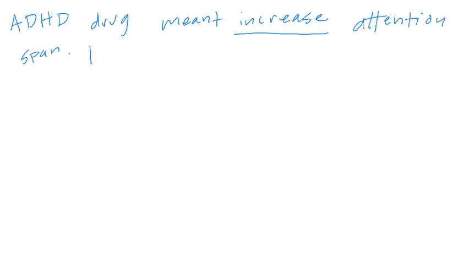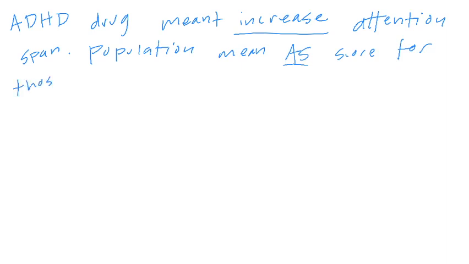So let's say that we have some population values for those with ADHD. So the population mean, we'll call it attention span for short, the population mean attention span score for those with ADHD is 50 on a scale, right? We have lots of scales that we use to measure different things in psychology. We have scales meant to measure attention span. So let's say that the mean of the population is 50, this is mu, and then the standard deviation is, let's call it 10, all right? So that's what's known about the population.